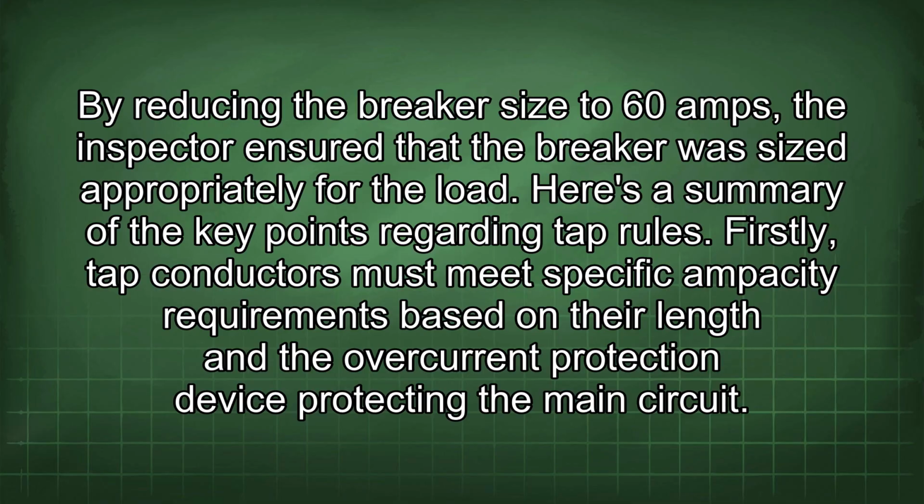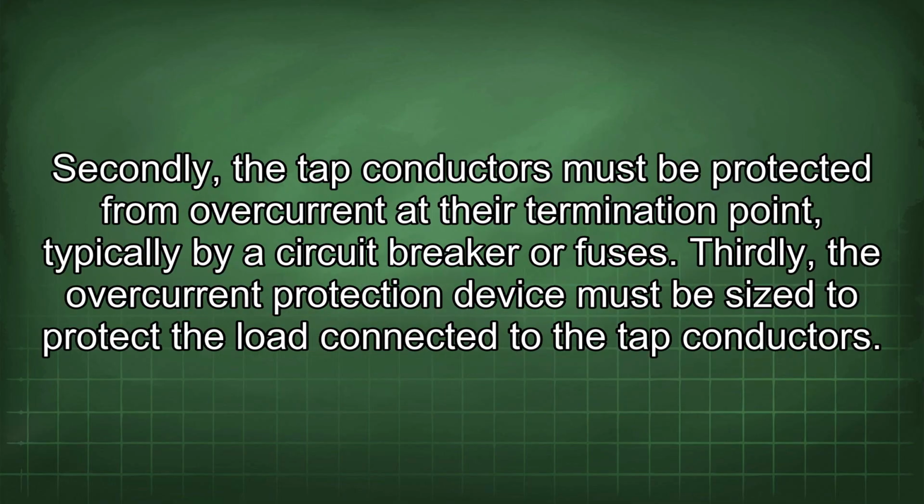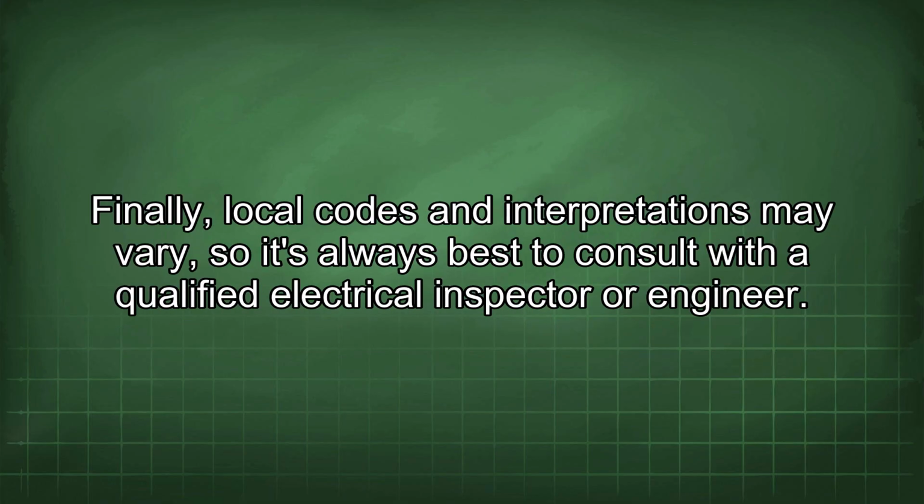Here's a summary of the key points regarding tap rules. Firstly, tap conductors must meet specific ampacity requirements based on their length and the overcurrent protection device protecting the main circuit. Secondly, the tap conductors must be protected from overcurrent at their termination point, typically by a circuit breaker or fuses. Thirdly, the overcurrent protection device must be sized to protect the load connected to the tap conductors. Finally, local codes and interpretations may vary, so it's always best to consult with a qualified electrical inspector or engineer.